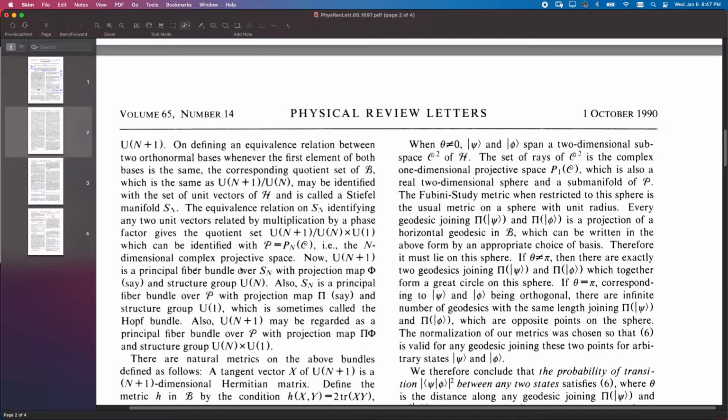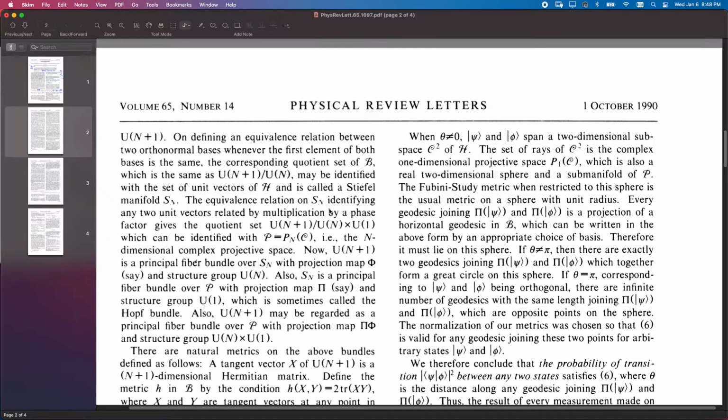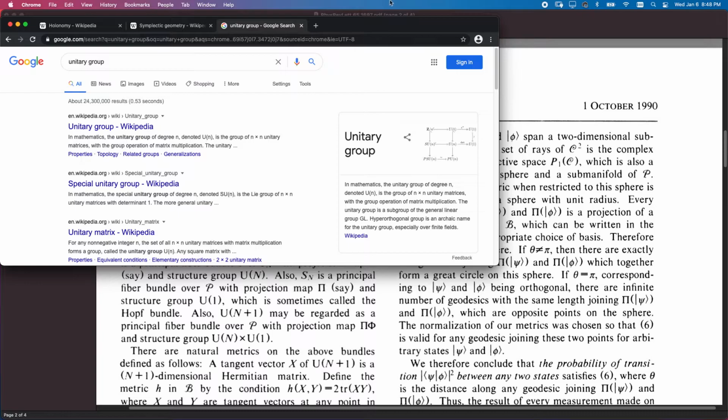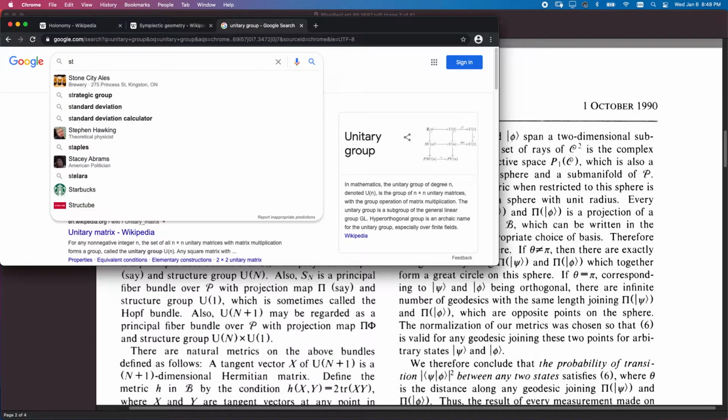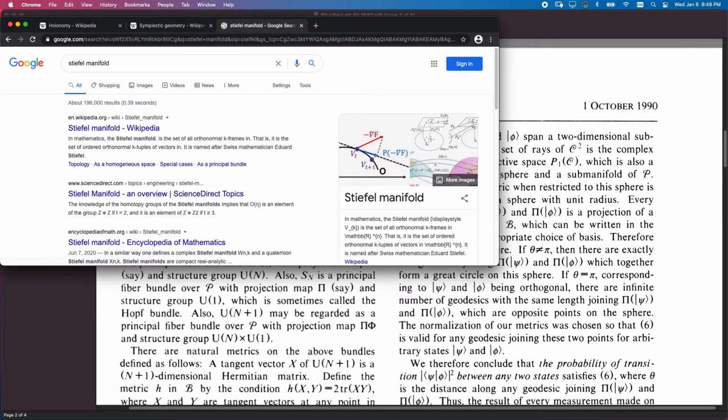Okay, so this is the mumbo jumbo. These are the weeds. Welcome to the weeds. The equivalence relation on S. Okay, so what? Stiefel manifold. Oi, man. Okay, unitary. I think I got unitary group. So Stiefel. There it is. Oh man, Google is so smart.